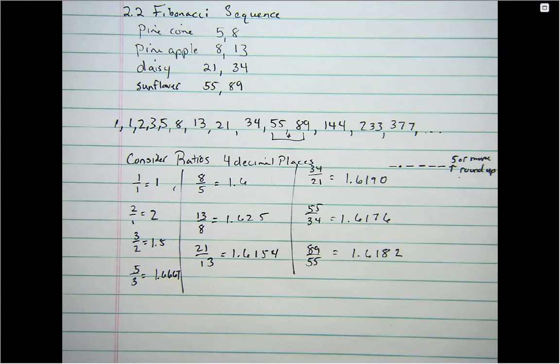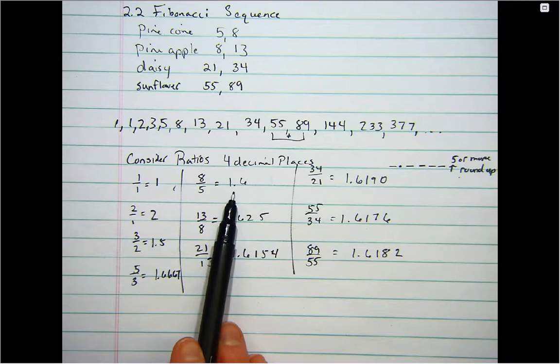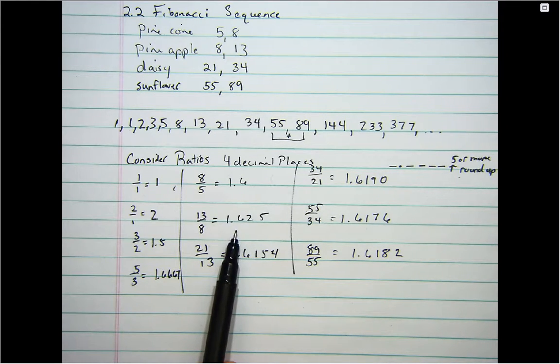When I first wrote these down for you, I missed the 5 divided by 3. So if you caught that and wrote that in there, that's great. 5 divided by 3 is 1 2/3, so 1.6667 when you round to 4 decimal places. 8 divided by 5 is 1.6. 13 divided by 8 is 1.625.